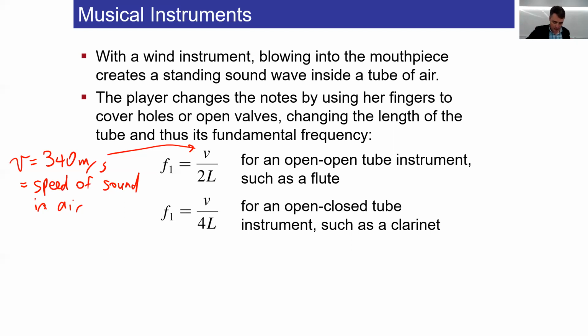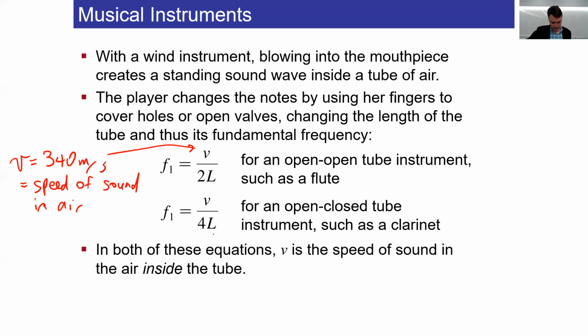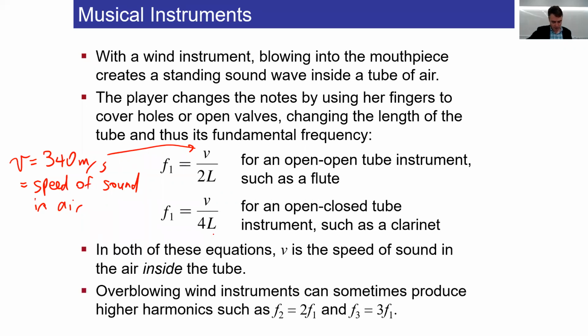And what's interesting about a clarinet is that even though it's about the same length as a flute, the lowest note you can play on a clarinet is about an octave lower. And that's because for an open-closed tube, it's v over 4L. You're fitting a quarter of a wavelength in there. So in both of these equations, v is the speed of sound.